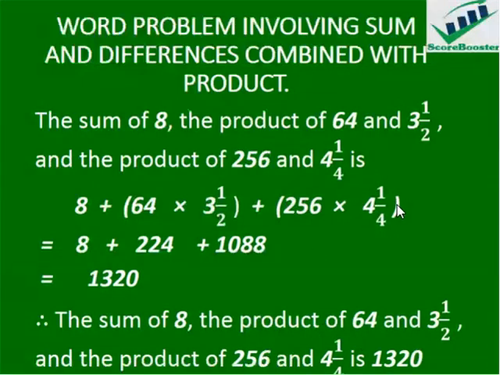We already have the results for this. We've solved for it the other time. So we have 8 plus 224, plus, when we did this, we have 1088. Then you add them together, we have 1320. So the result of adding 8 to the product of 64 and 3.5 and then to the product of 256 and 4 1/4 is 1320.